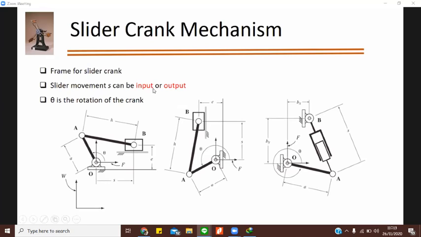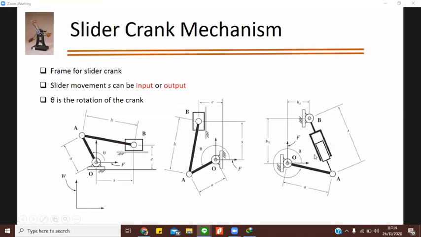So if you are giving it as input, this part will rotate. If you're taking it as output, this part should rotate as an input. Okay. Theta is the rotation of the crank over here. In all the places you will see, this is theta, which is the rotation angle. So this is also one way of representing the slider crank mechanism. So this is your link 1, this is your link 3 and link 4. So this is how you will represent it. This slider is link 4. Okay. So the joint over here is not a revolute, it's a prismatic joint.